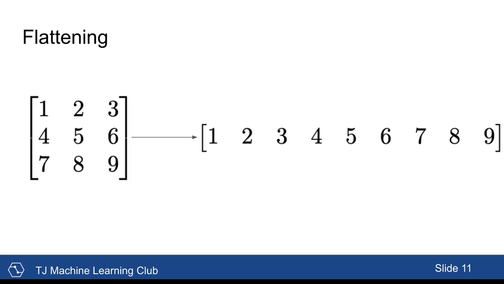Just if it wasn't very clear, the flattening process is something very simple. You have a 2D array, right? 1, 2, 3, 4, 6, 7, 8, 9. You simply flatten it to a 1D array. Just want to make that clear.